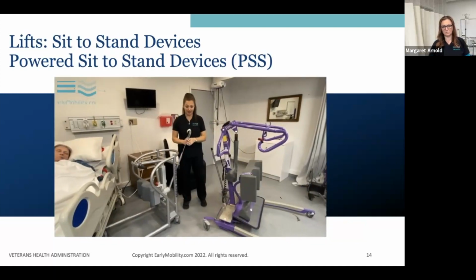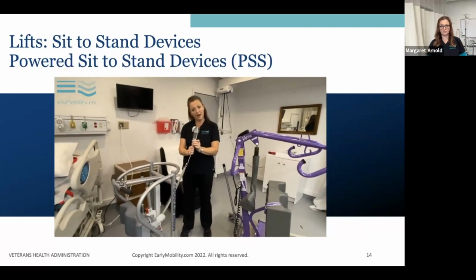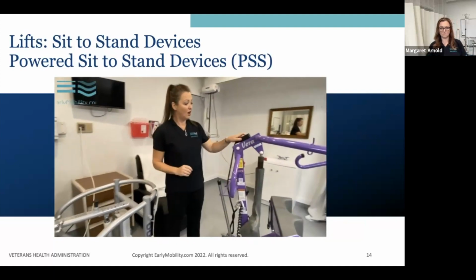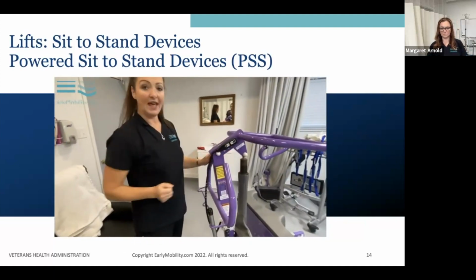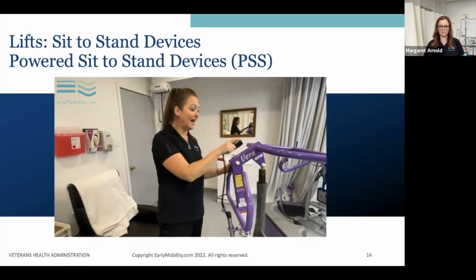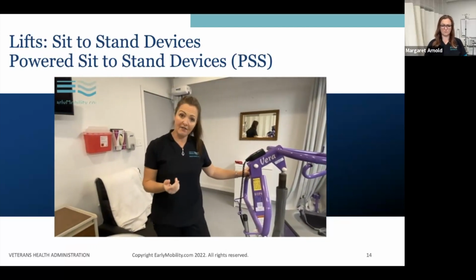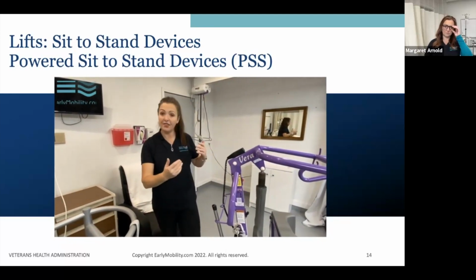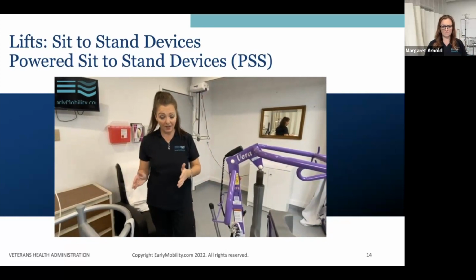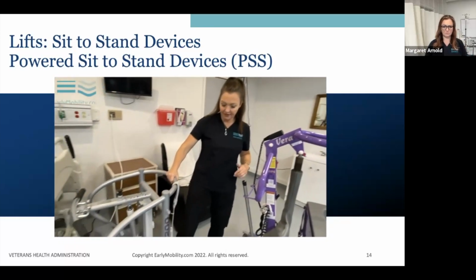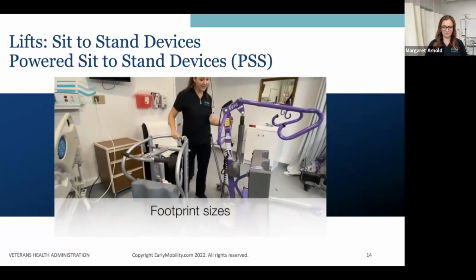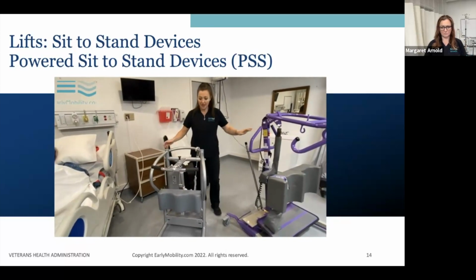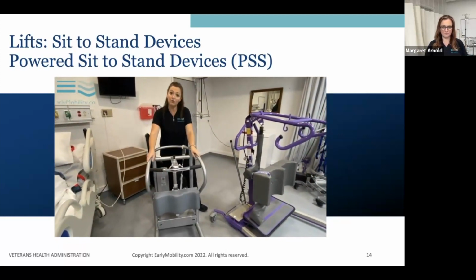The hand pendant, when we look at the mini lift, the way it attaches to the lift is to hook onto one of the bars. On the van care lift, the hand pendant is magnetic. So again, these are different user preferences that when you're looking at different lifts might make one lift preferable over another. You'll see that they have very different footprints. If I have to get into small bathrooms, I'm not going to be able to accomplish that with this lift, but I might be able to get into a small bathroom with the mini lift.